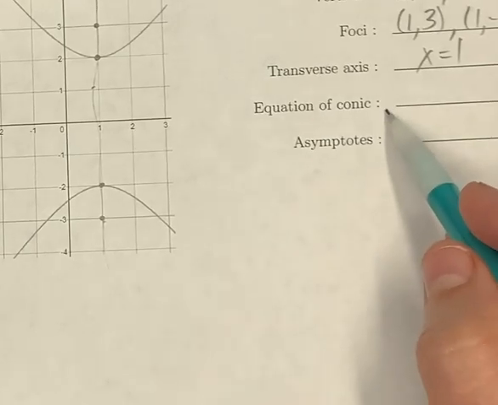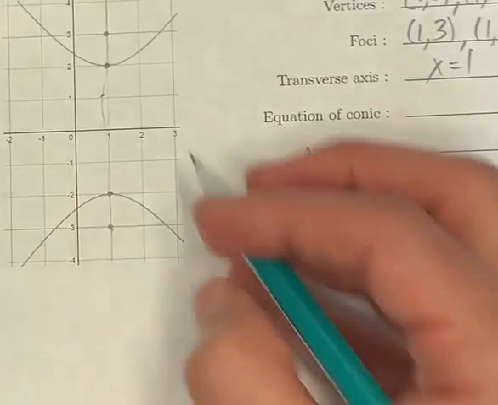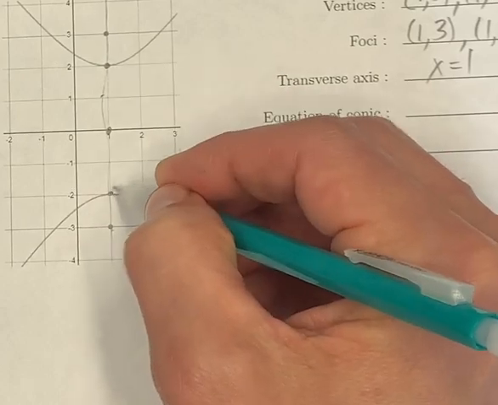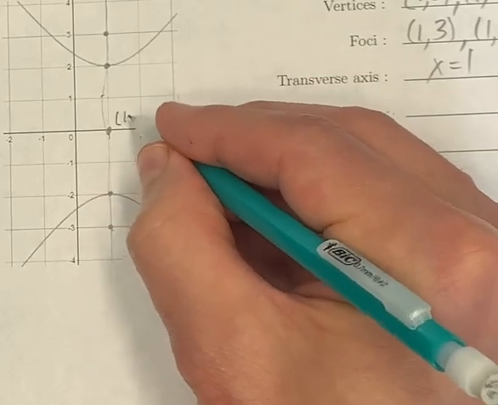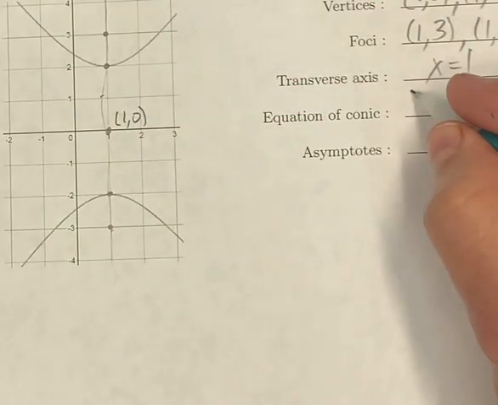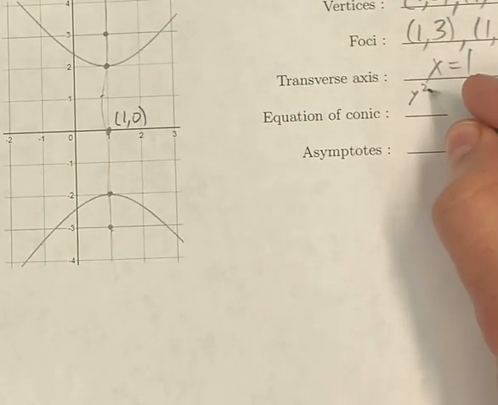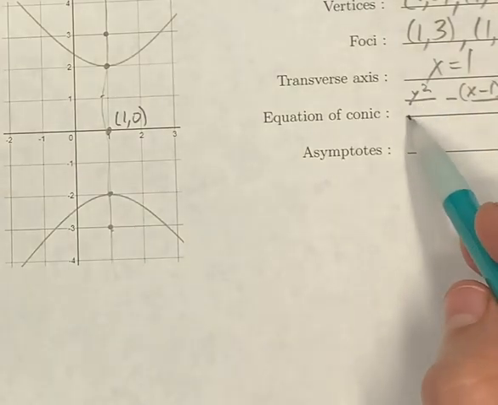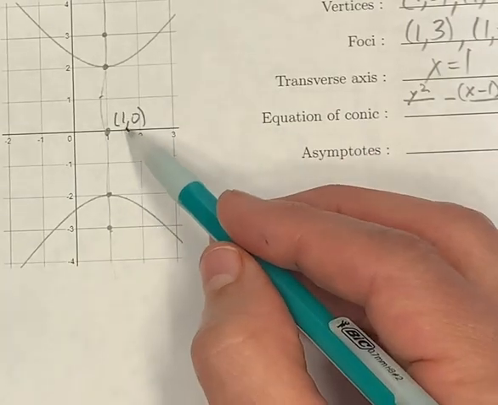What's the equation? Well, here you need the center. And notice the center is the midpoint between the vertices. So the center here is 1, 0. And notice it opens up and down. So that's going to be y minus 0 squared over something minus x minus 1 squared over something equals 1. That is the form of a hyperbola going up and down, centered at 1, 0.